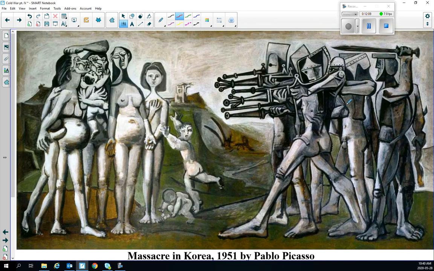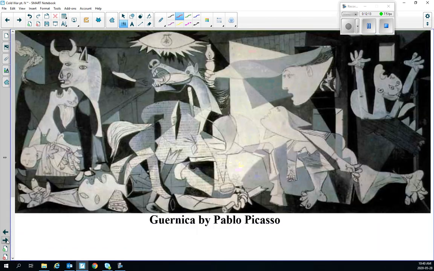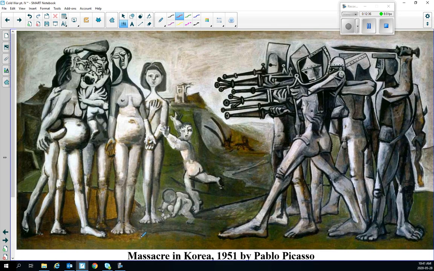A famous piece of art, you've probably heard of Pablo Picasso. Picasso's famous, of course, for his style called Cubism, and he's famous for Guernica. It's probably the most famous of the Picasso paintings. Guernica was a painting depicting the German napalming, firebombing of the Spanish fishing village of Guernica during the Spanish Civil War in 1936. One of his lesser known works, of course, is Massacre in Korea.